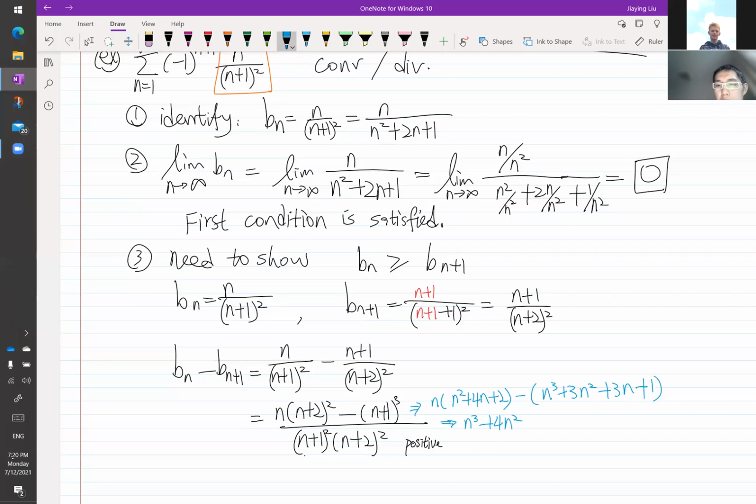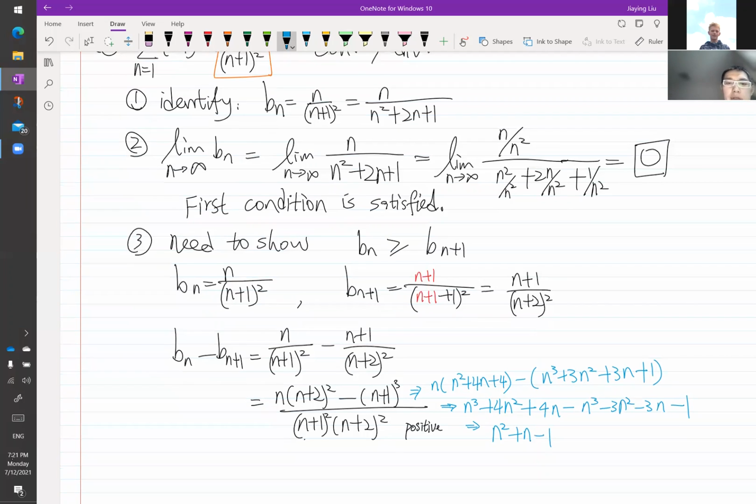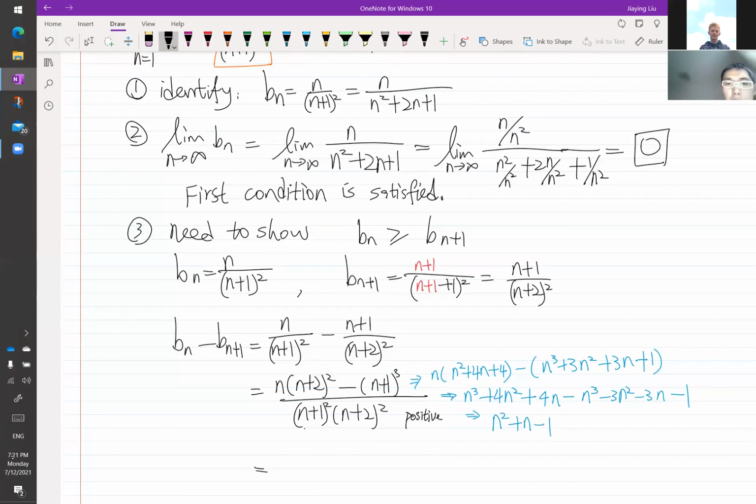plus 4n squared plus, oh, I think that's a 4, not a 2. Sorry, that's a 4 plus 4n minus n cubed minus 3n squared minus 3n minus 1. So the numerator becomes n cubed cancels, 4n squared minus 3n squared becomes n squared, 4n minus 3n becomes just positive n, and then we minus 1.